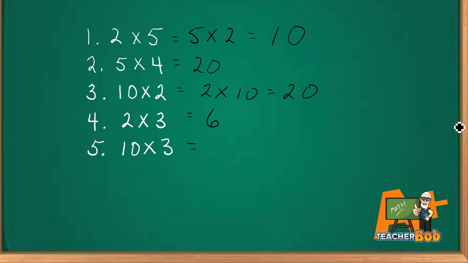Whenever you're multiplying by a 10, all you have to do is add a 0 to the other number. So if we're going 10 times 3, well, that's 3 with a 0. This 0 here is attached to the 3. It'd be like saying 10 times 4 is equal to 40. We take the 4 here and we add a 0 to it. Simple as that.